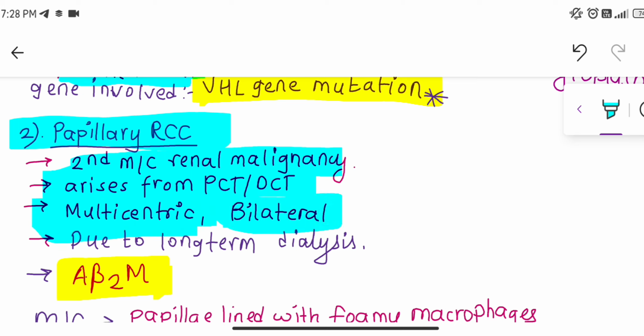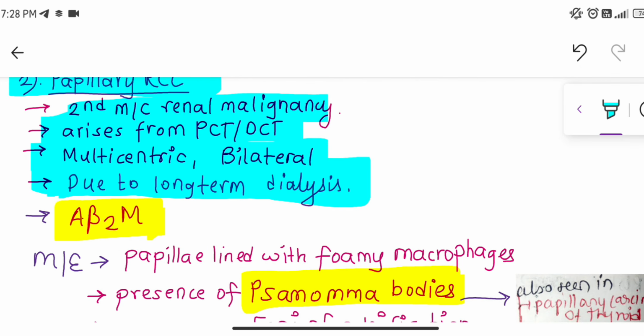It affects both kidneys, and it mainly occurs due to long-term dialysis, in patients with chronic kidney disease like diabetes. So that person may be affected with this disease. This papillary renal cell carcinoma also shows amyloidosis, with deposition of A beta 2 M protein, meaning A beta 2 microglobulin. Beta 2 microglobulin cannot be filtered by the kidney, so it gets deposited inside the body, in the kidney as well, and leads to amyloidosis.